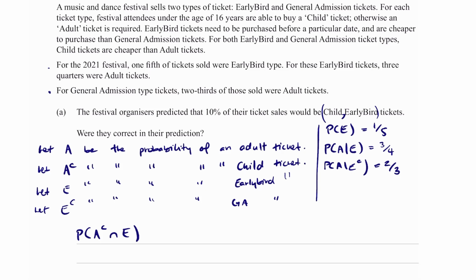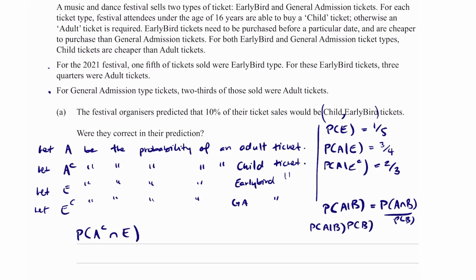So how do we work this out? Well, we actually know the probability of A given E. Hopefully you know the conditional probability formula, which is if you have A given B, this is equal to the probability of A and B over the probability of B. And so if you want to work out the value of the intersection, it's the same as the probability of A given B multiplied by the probability of B.